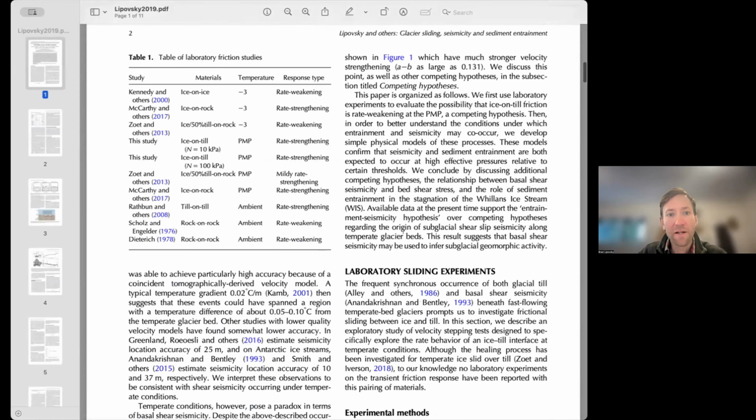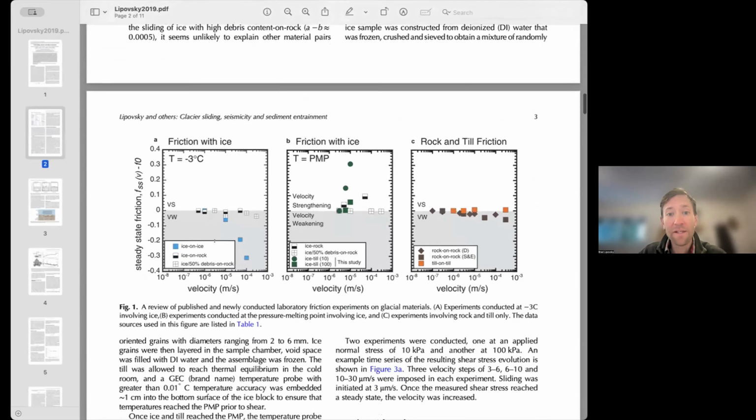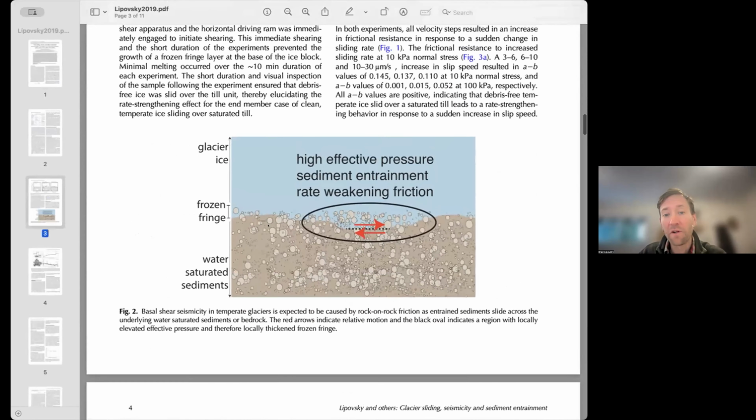And basically, what we came up with, so here we have this table. We looked at all different studies that did experiments on ice and rock at different temperatures and different regimes. And we basically decided that the only way that we could explain glacier seismicity at the bed of grounded ice sheets or glaciers was that it basically has to be rock on rock friction. That ice on rock friction and ice on ice friction is simply never velocity weakening. It's never capable of producing ice quakes.